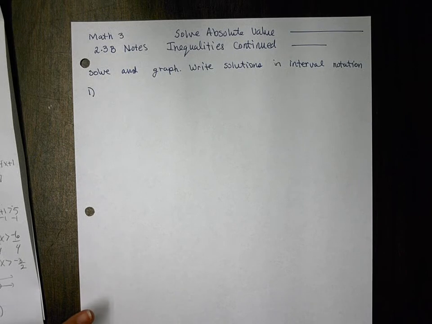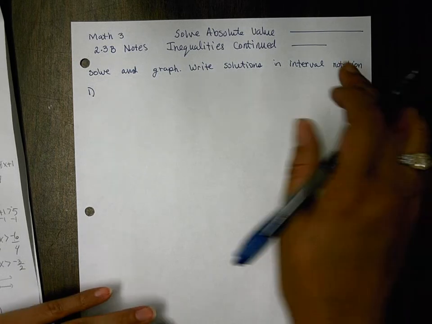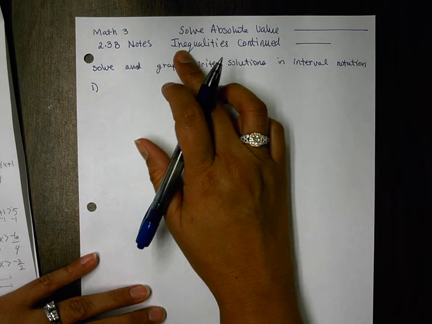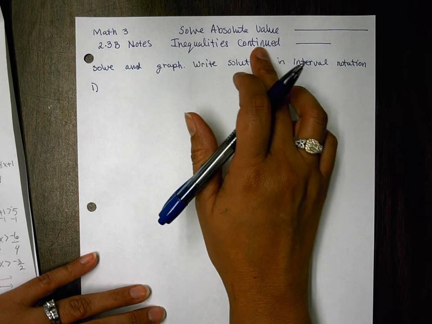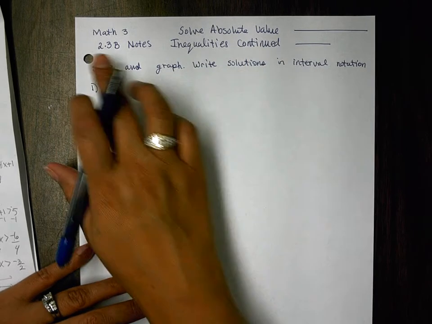This is Math 3, 2.3b notes. That's Math 3, Unit 2, Lesson 3b notes. The title is Solve Absolute Value Inequalities Continued, because we started this on 2.3a.